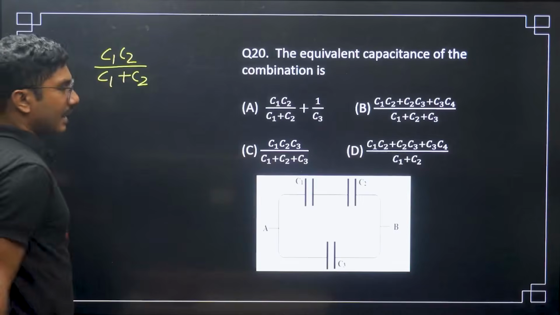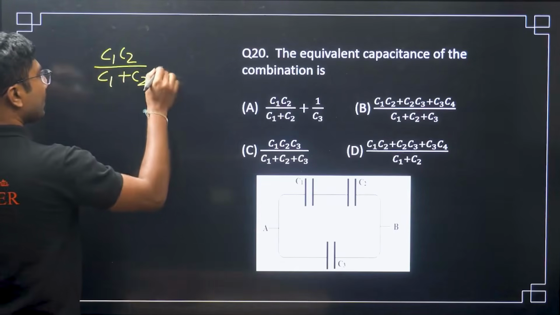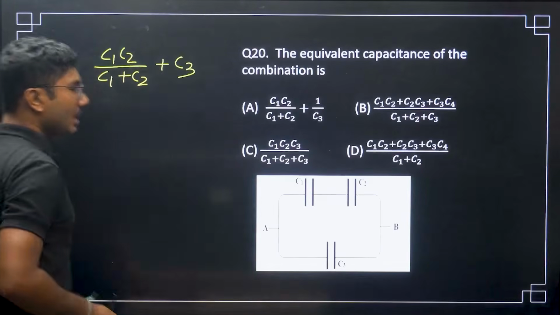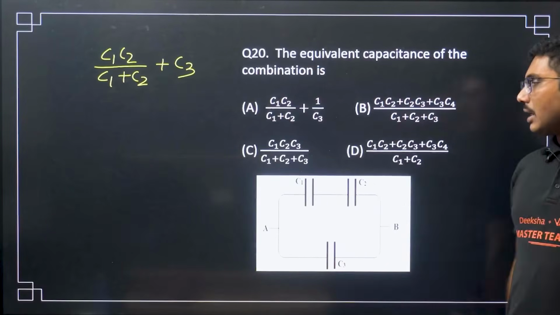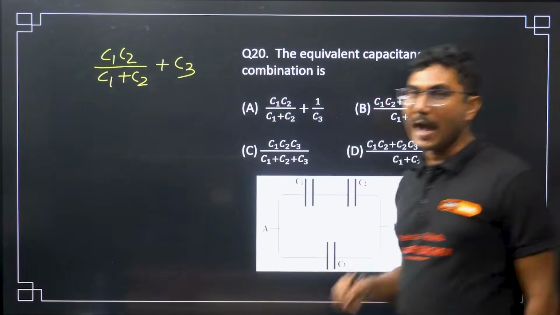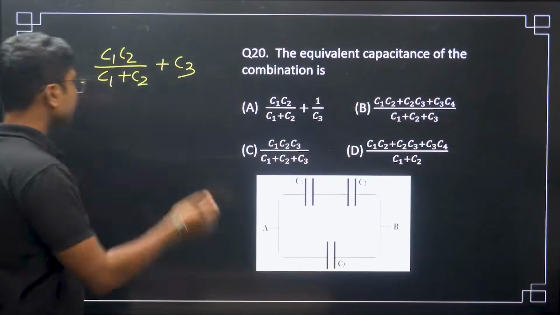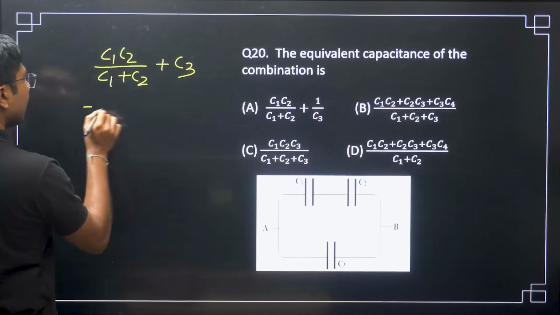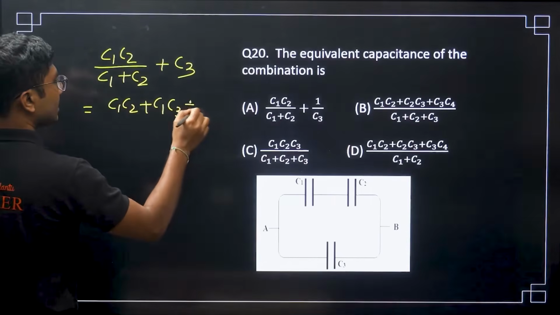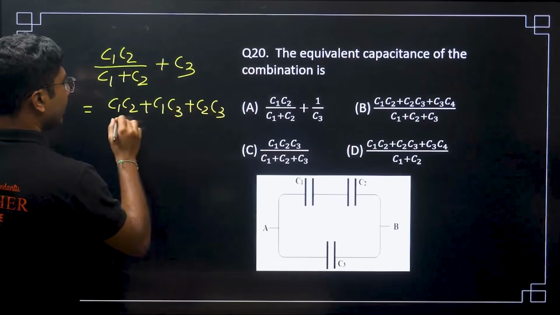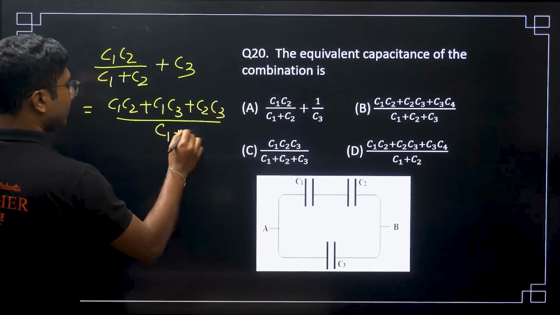C1 and C2 are in series, and C3 is in parallel, so you have to add C3. This is the total equivalent capacitance of this combination. First you solve the series one, then you add the parallel one to that. Now add this, so you will get C1 C2 plus C1 C3 plus C2 C3 divided by C1 plus C2.